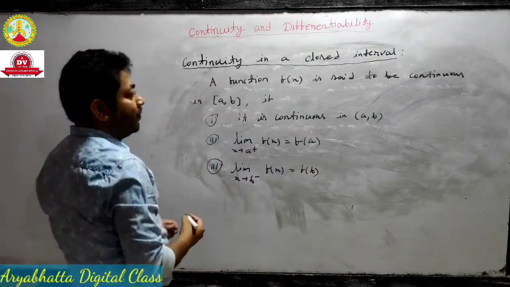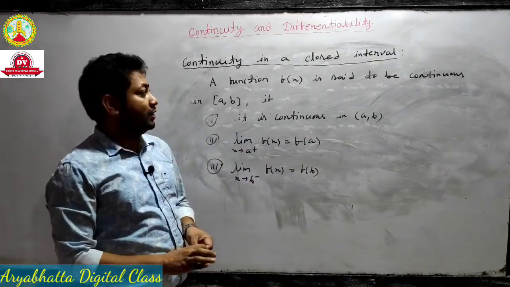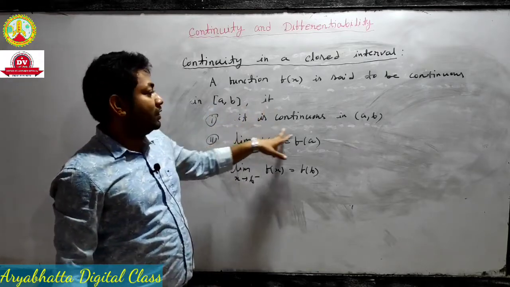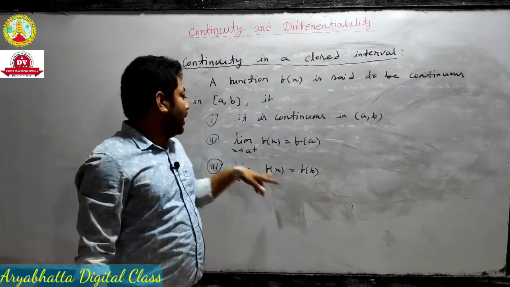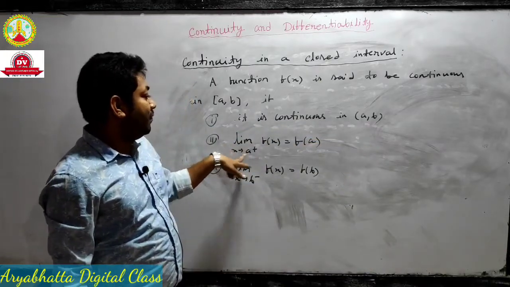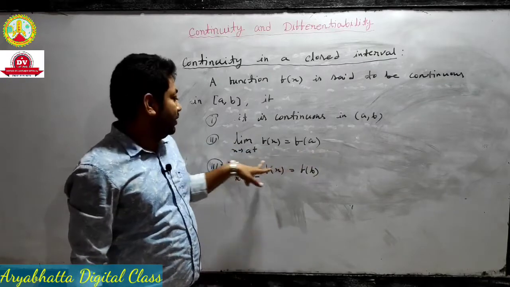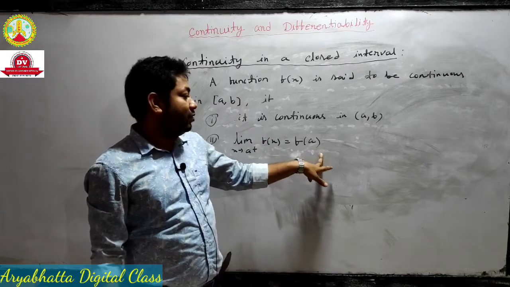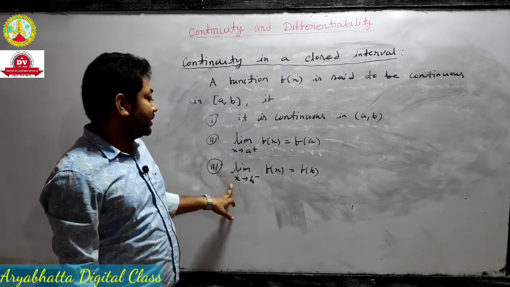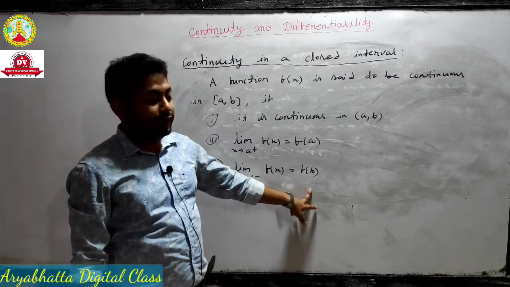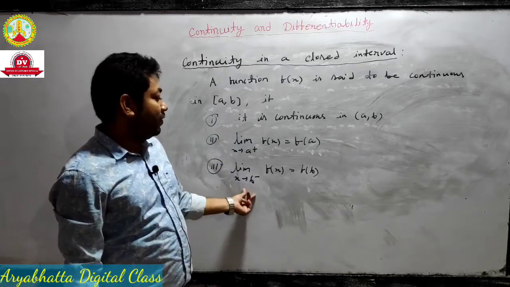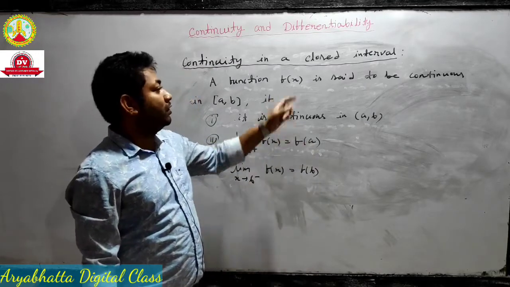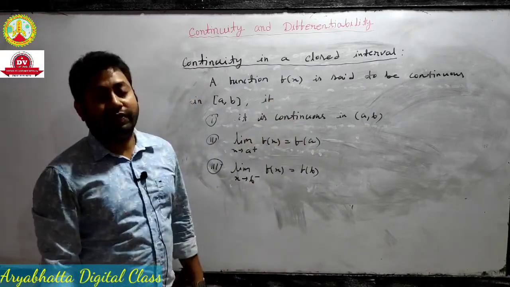A function f of x is continuous in the closed interval a comma b if the function is continuous in the open interval a comma b, and also the limit x tends to a plus f of x equal to f of a. That means the right hand limit is equal to the value of the function at x equal to a. Number 3, limit x tends to b minus f of x equal to f of b. That means the left hand limit of this function is equal to the value of the function at x equal to b. Then the function is continuous in the closed interval a comma b.